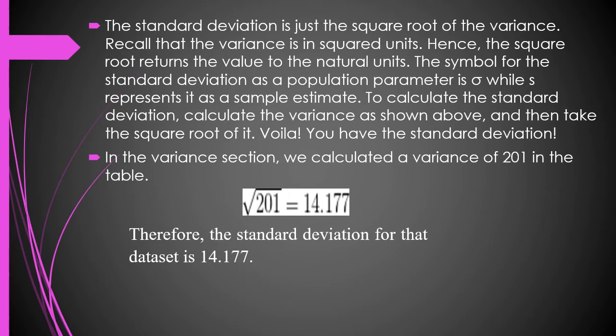The symbol for the standard deviation as a population parameter is sigma, while s represents it as a sample estimate. To calculate the standard deviation, calculate the variance as shown above, and then take the square root of it, and you have the standard deviation. So in the variance section, we calculated the variance of 201 in the table. Therefore, the standard deviation of that data set is 14.177.